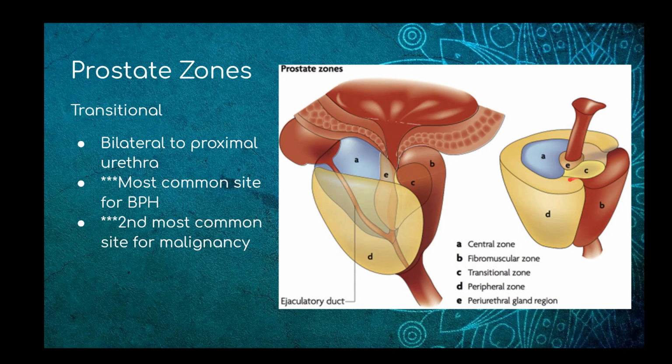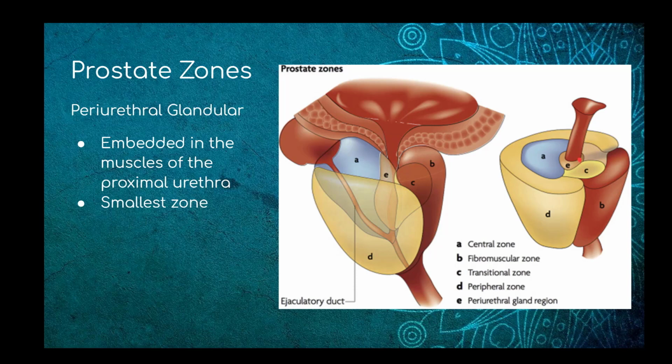The C area wraps around the urethra, kind of saddles it. Most common site for BPH. And then remember, it's also the second most common site for malignancy. So D, or the peripheral zone, is the most common site for malignancy. The C area, the transitional zone, is the second most common site for malignancy.